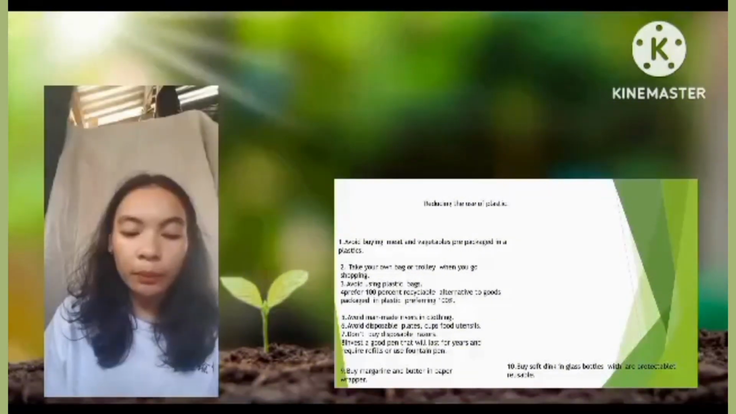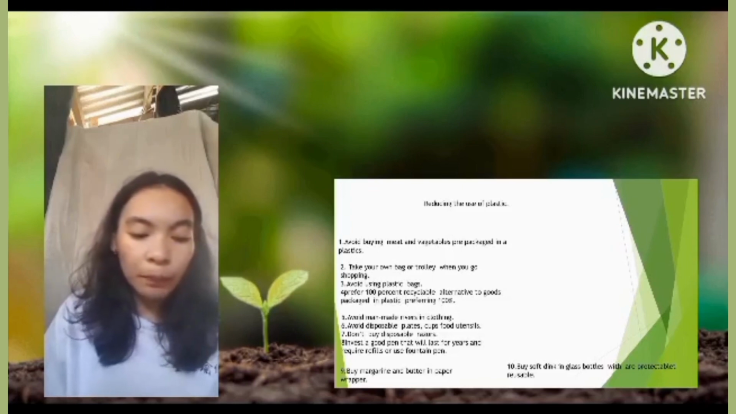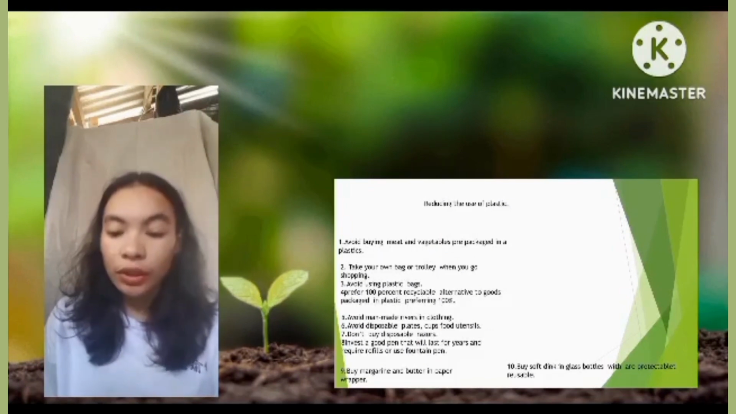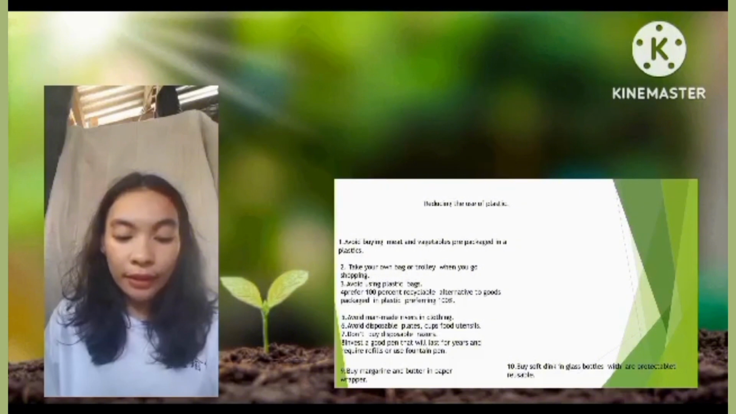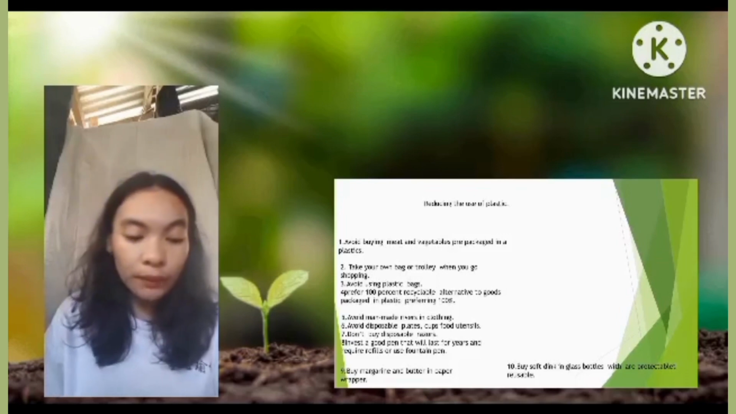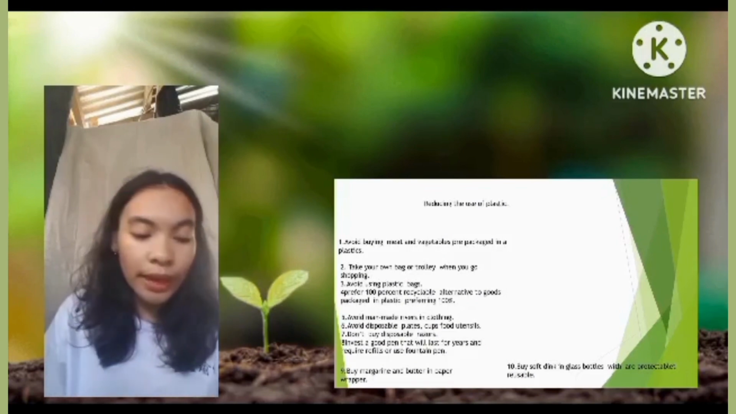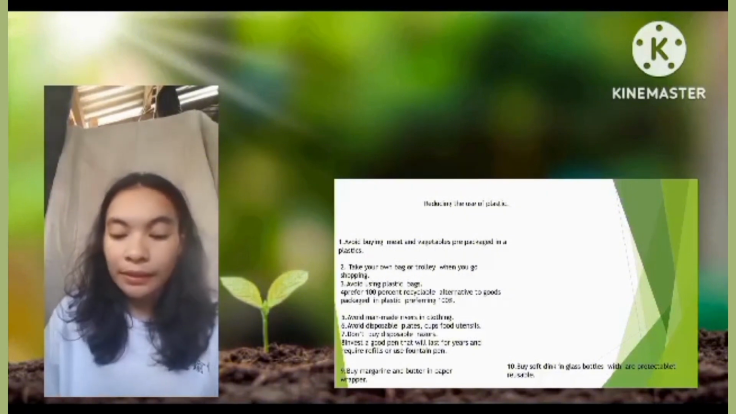Number 9, buy margarine or butter in paper wafer. Opt for margarine and butter packaged in paper wafer as it is environmentally conscious. Paper is biodegradable and generally more recyclable than plastic. Choosing this packaging option helps reduce plastic waste and supports eco-friendly practices. Additionally, paper packaging often has a lower environmental impact in production compared to plastic.